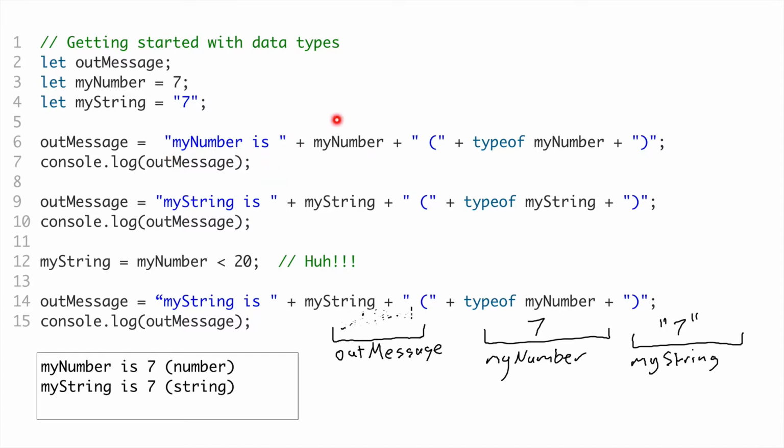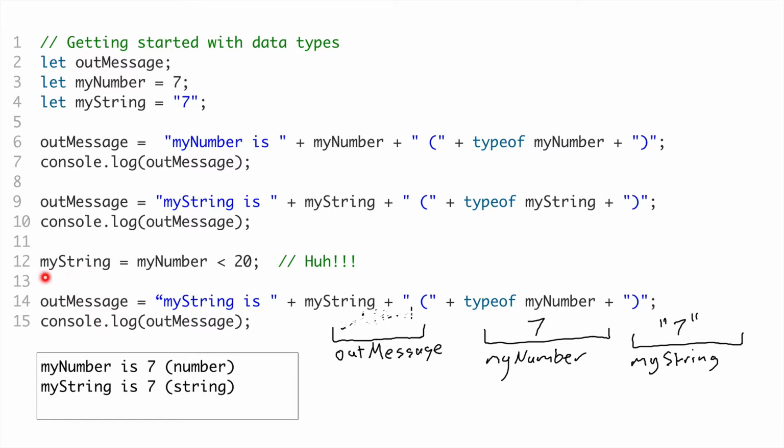It automatically converts that number into a string and joins it together with the other string. So we'll talk later about how that can be problematic, but in most cases that's just useful for us, that it automatically converts between types for us. Let's have a look at what's happening on line 12, because this is maybe a bit surprising.